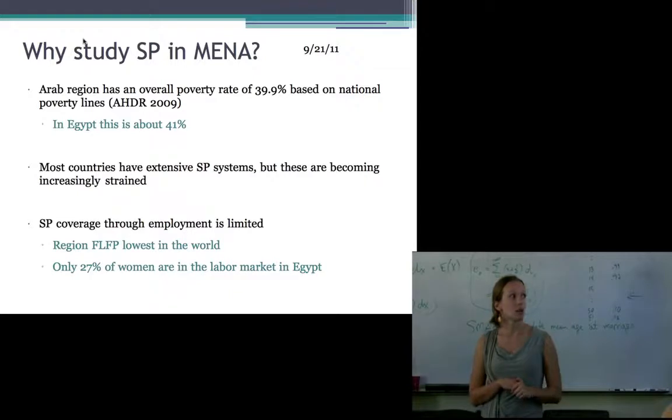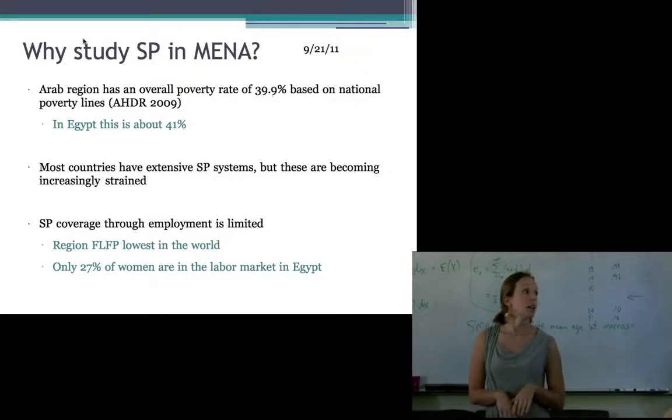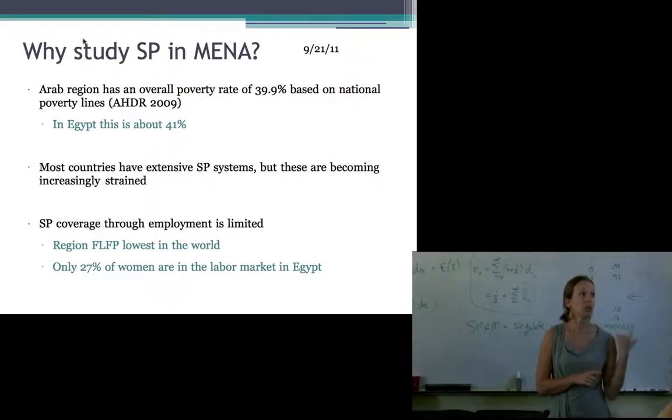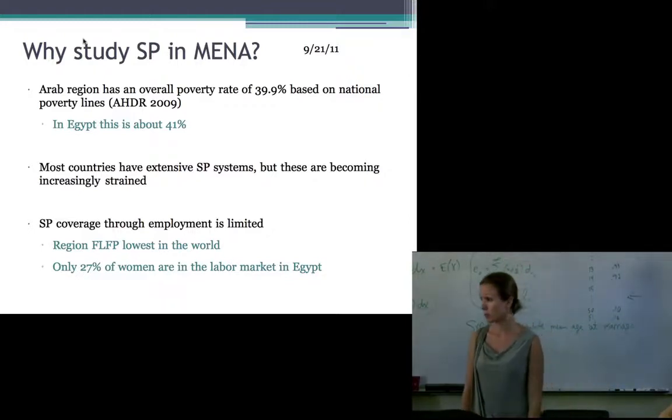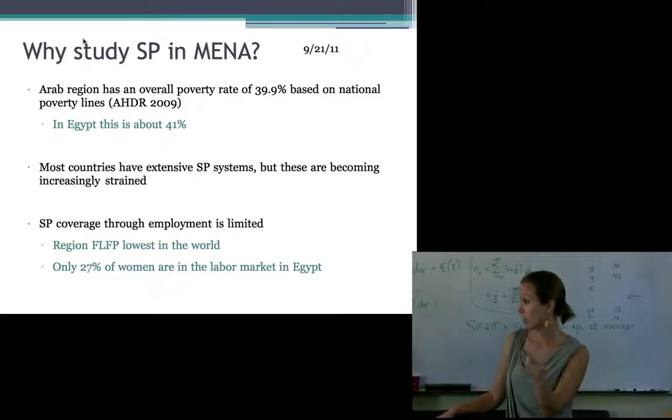Another issue is social protection coverage through employment, which in most developing countries is how most people get social protection. We have pensions that are attached to our jobs. Labor market participation in MENA is quite low, particularly among women. I think the regional figure is about 35% of women are in the labor force. In Egypt, it's 27%. So you have a large portion of the population, particularly women, who aren't getting any kind of pension based on employment.